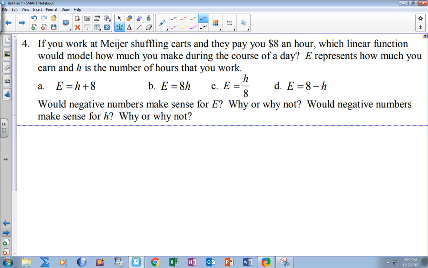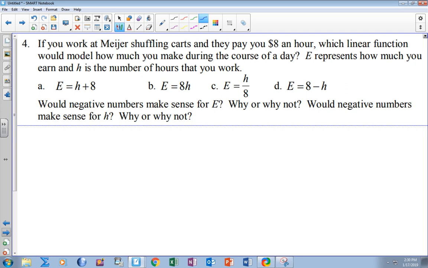All right, so here we go. It says if you work at Meyer shuffling carts and they pay you $8 an hour, which linear function would model how much money you'd make during the course of a day? E represents how much money you earn. H is the number of hours you work. So the first one, would you like your manager to figure out your paycheck with the first equation? No, because if you worked 8 hours, you're only going to get $16.